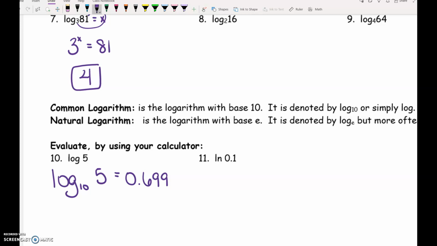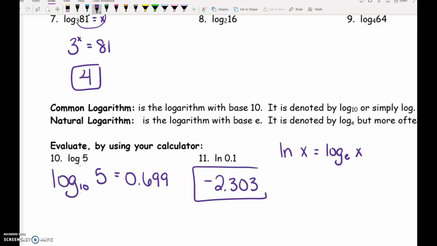The other log button on your calculator is the LN button. I'm going to write ln of x is the same as log base e of x. ln means the natural log, the log that uses the natural base. So anytime you see ln, it's really base e. If you see log with no base shown, you know that it's base 10. If you see ln, you know that it's base e. To do ln of 0.1, you punch the ln button on your calculator and type in 0.1. If you get negative 2.303, rounded to 3 places after the decimal, you punched that into your calculator correctly.